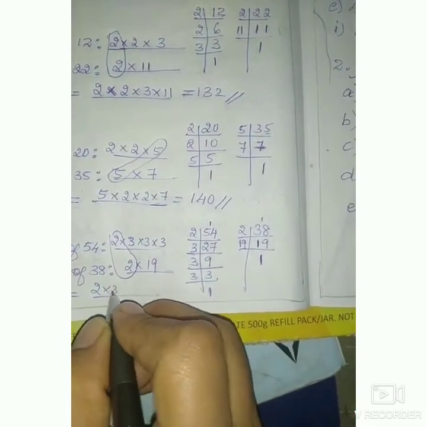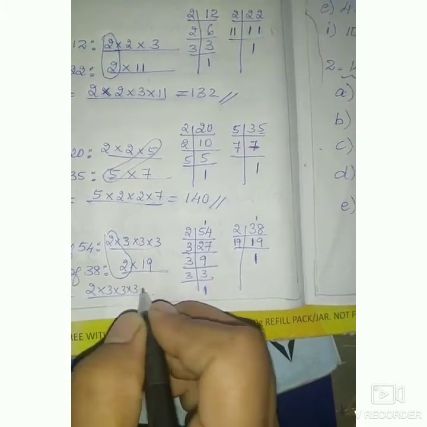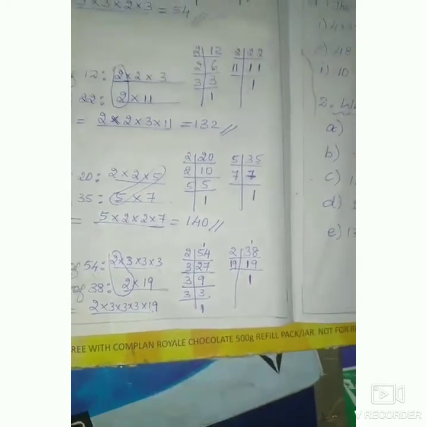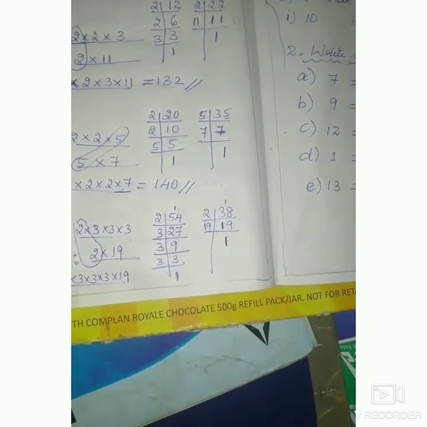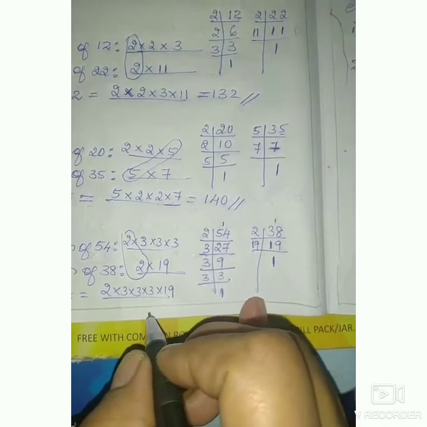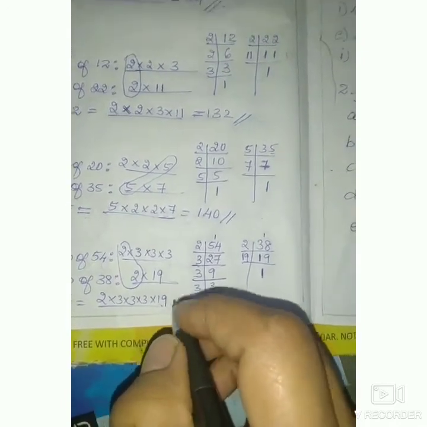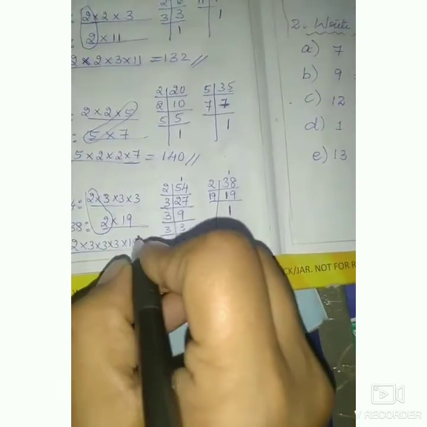2 multiplied by 3 multiplied by 3 multiplied by 3 multiplied by 19. So 2 3s are 6. 6 3s are 18. 18 3s are 54. 54 19s are 1026.